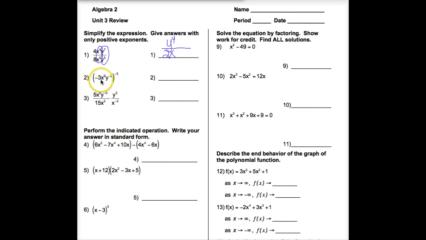Number 2. Everything in here needs to get this -3 exponent. So make sure the coefficient gets it. Make sure the x term gets it. Make sure the y term gets it. So -3 raised to the -3. Then my x term, x to the, this is power of a power. So you multiply those exponents. So -27. Now, -2 times -3 is +6.